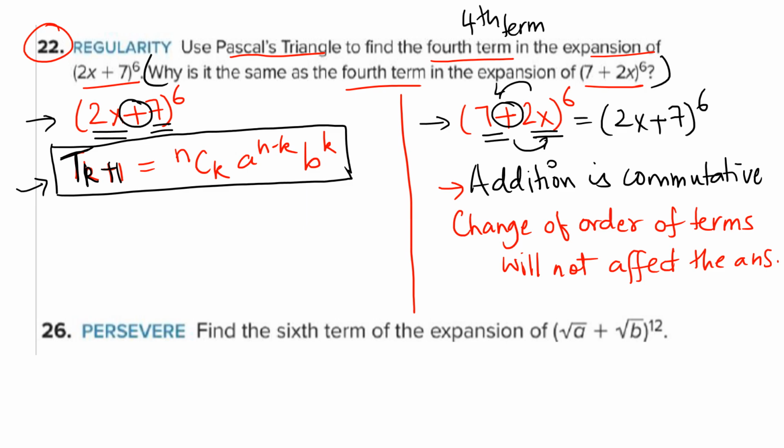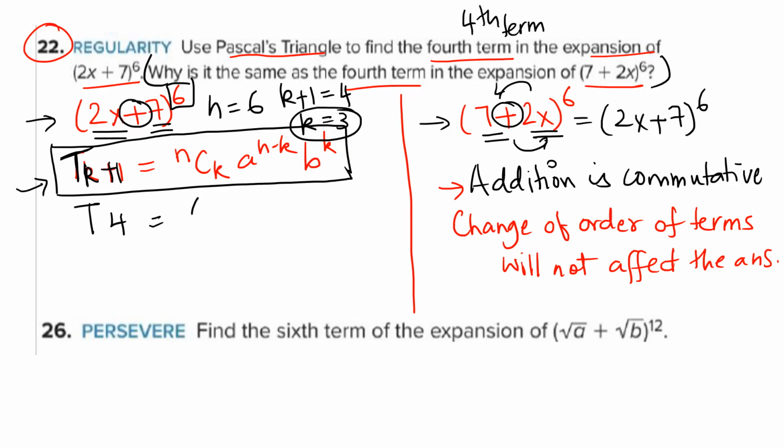Okay, now in this question which term do you need to find? You need to find the fourth term. So I'm putting k plus 1 equal to 4. So how much is k? Subtract, so k will be 3. n is the power in the question. So what is n? 6. Easy. So now we are putting the values here.